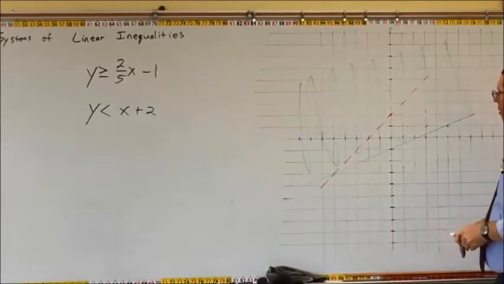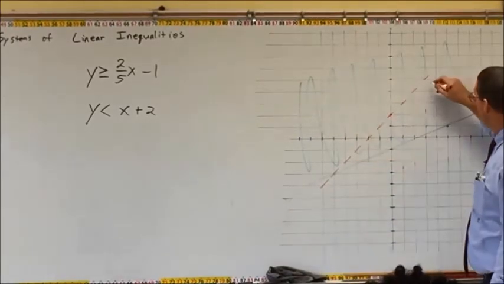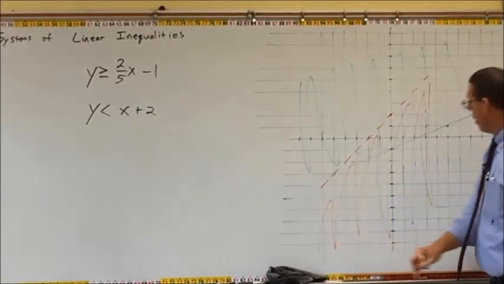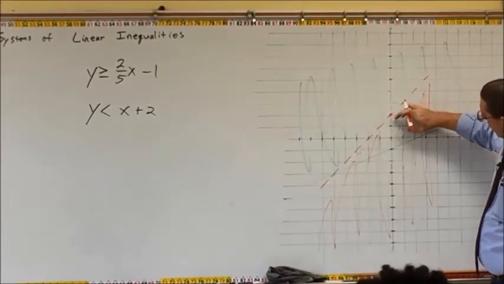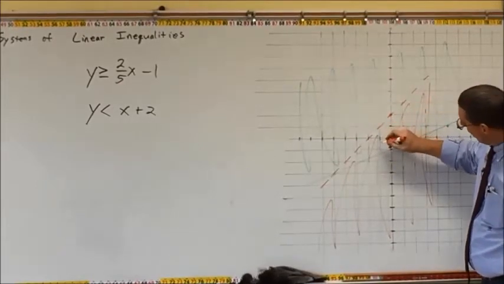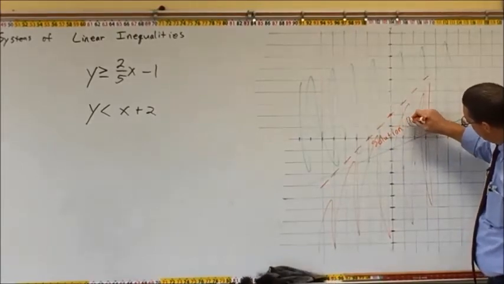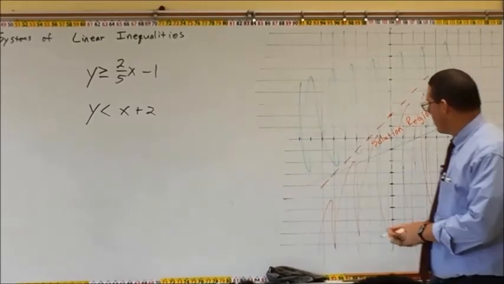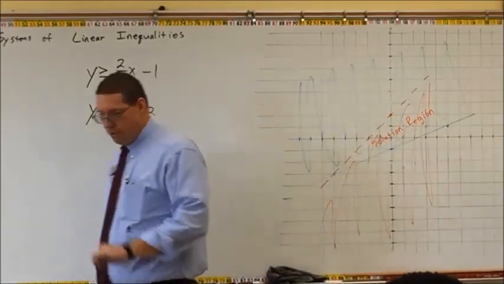Now, above or below? Below, right? Because it's less than. So all down here, right? All right. Where's it overlap? Right here. See that? That's not a very large place, right? Solution region. That's the solution. So any coordinate inside that solution region is a solution to this inequality.